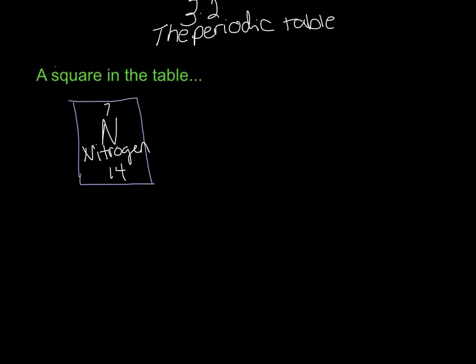Okay, so we have a square in the periodic table. This is nitrogen. You can see you have a 7, an N, nitrogen, and a 14. So if we were to label these parts, the 7, because it is the smaller number, is the atomic number. The N is the symbol.